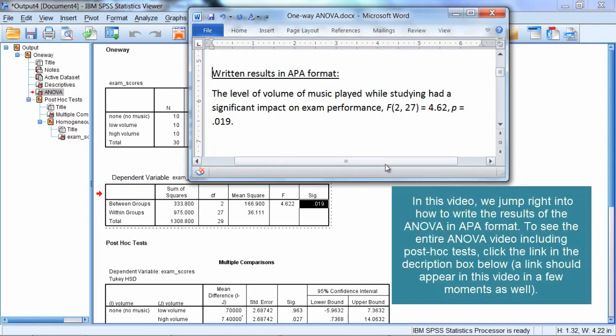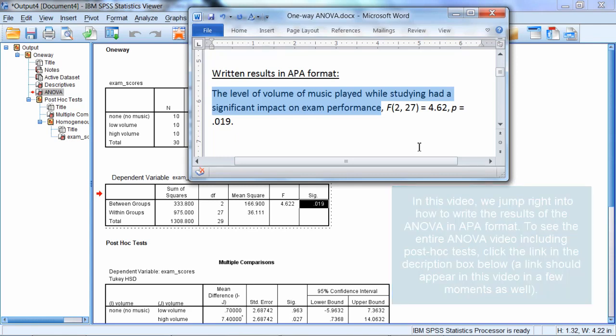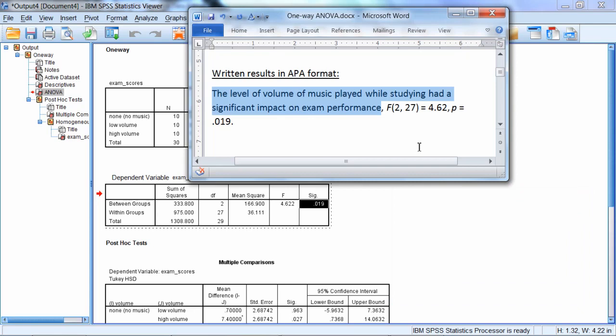And we can write our results as follows. The level of volume of music played while studying had a significant impact on exam performance. And what this is saying is, the background volume of music played did influence the exam performance. So in other words, exam scores differed for different volume groups. And then we have our APA format.